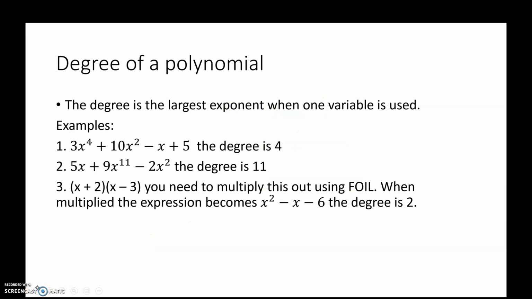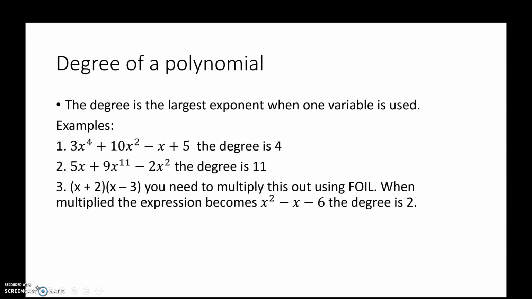Alright, then you've got the degree of a polynomial. So go ahead and pause and jot this down. This is pretty straightforward. It's your largest exponent. So when I look at number 1, 4 is the biggest exponent on there, so it's a degree 4. Look at number 2, 11 is the biggest exponent on the variable. It's 11. Now number 3 is a little tricky because you see how it's not written as a polynomial.